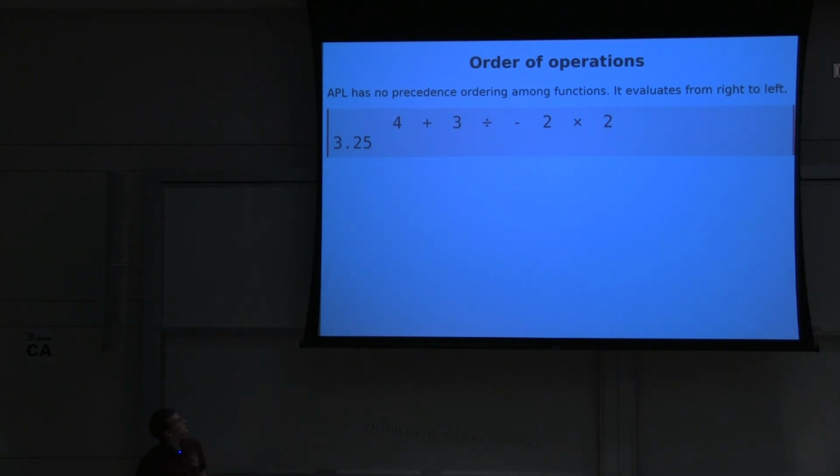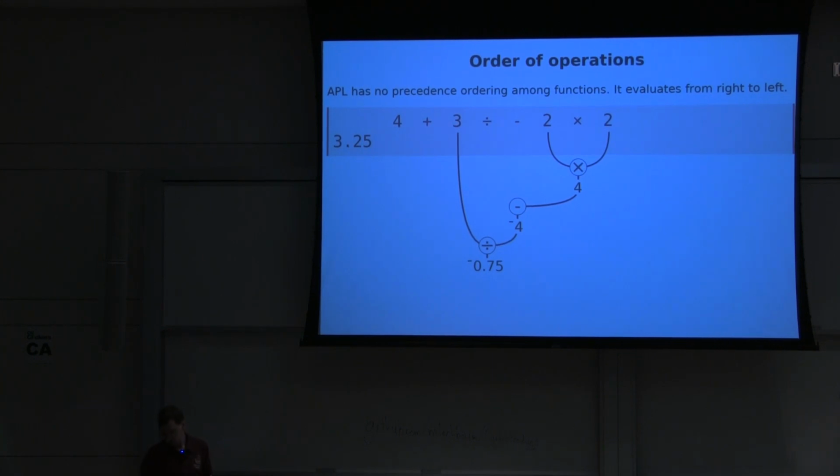So to evaluate this, first I'm going to multiply 2 by 2, getting 4. Then this function, you can see it has no argument to the left of it. It has a function to the left of it instead. So this is a monad. It could be a dyad. We have a minus as well as a negation function. But here it's negation, so we negate 4 and get minus 4. Here we have a left argument. So 3 divided by minus 4 is minus 0.75. And then we add and get our result.